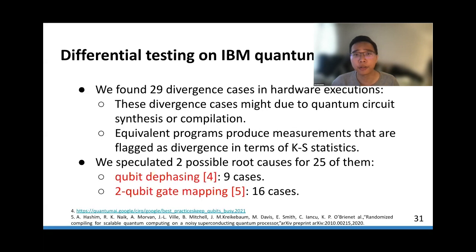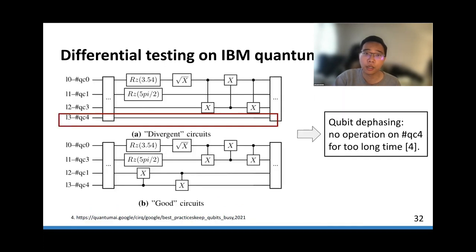The 29 divergent circuits on quantum hardware are not bugs, but might be due to quantum circuit synthesis or bad compilations. Equivalent programs produce measurements that are flagged as divergence in terms of the KS statistic. We speculate 2 possible root causes for 25 of them. 16 cases might be because of the bad mapping from logical qubits to physical qubits, while 9 cases might be because of qubit decoherence. So here's one example of a circuit giving divergent results, which might be due to qubit decoherence.